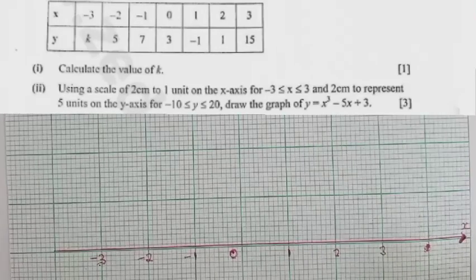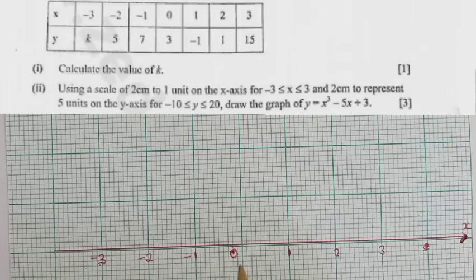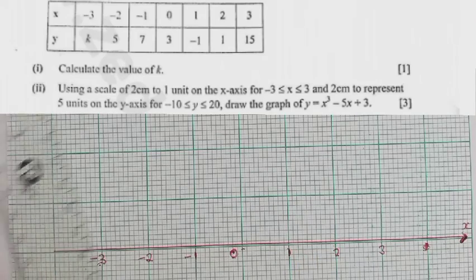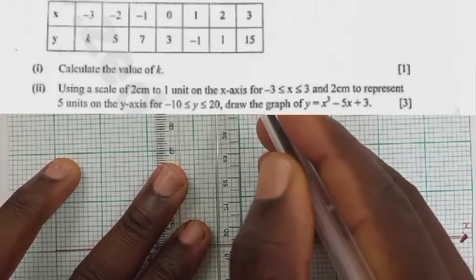So how did I know that I'm supposed to be counting or moving in ones? It's because they have said 2 centimeters to represent 1 unit. So this box is 2 centimeters. So from here to here is 2 centimeters. Here to here is 2 centimeters. Now you move in ones. So we go now to the y-axis.